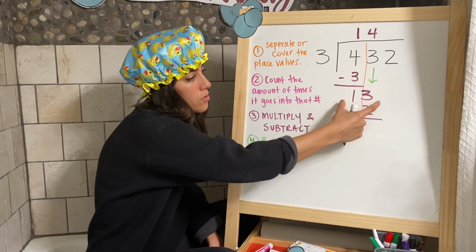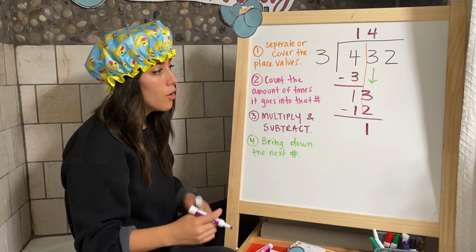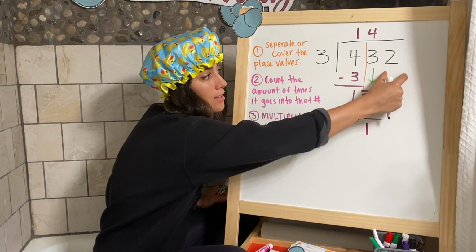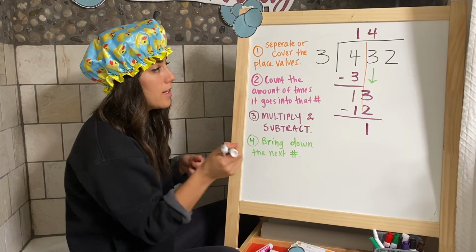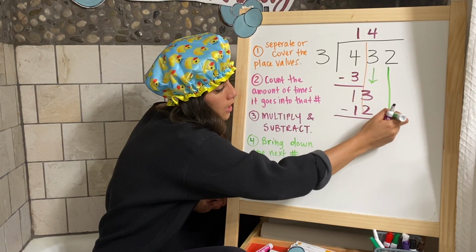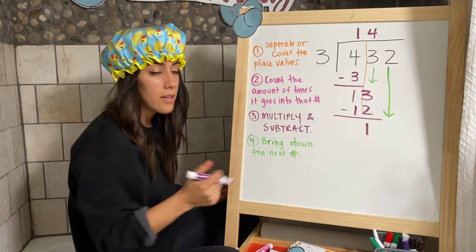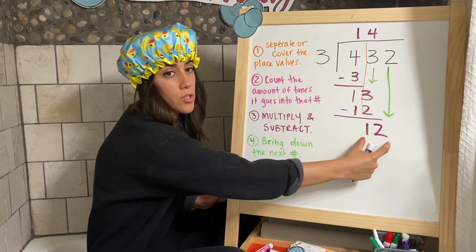So make sure that you do not pass the number that you created. So I have 13 minus 12. Again, I have 1 left over. I still have that last place value there. If you uncovered it or if you separated it, now is the time to bring down the next number. So I have the 2, I'm going to bring it down to be next to the 1. It turns the 1 now into a 12.